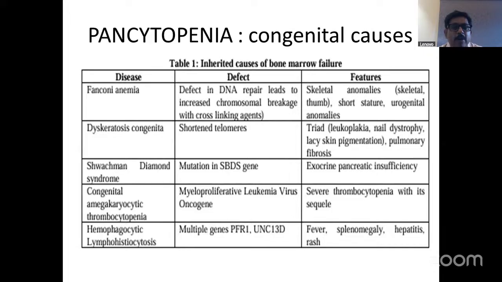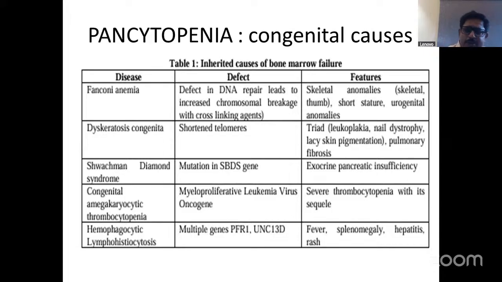We also have mutations in the SBDS gene, and Shwachman-Diamond syndrome occurs, which causes exocrine pancreatic insufficiency apart from pancytopenia. Now, congenital amegakaryocytic thrombocytopenia occurs because of myeloproliferative leukemia virus oncogene mutations, and there is severe thrombocytopenia with its sequelae. We also have hemophagocytic lymphohistiocytosis, which has defects in multiple genes like PRF1, UNC13D, and it presents with fever, splenomegaly, hepatitis, and rash.